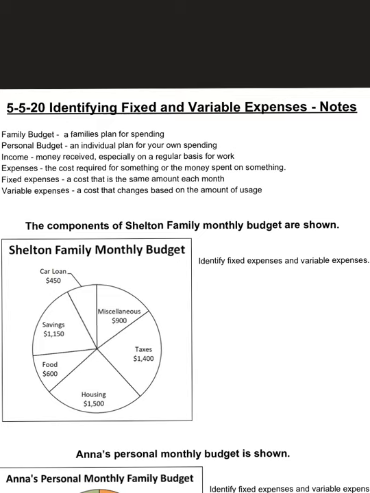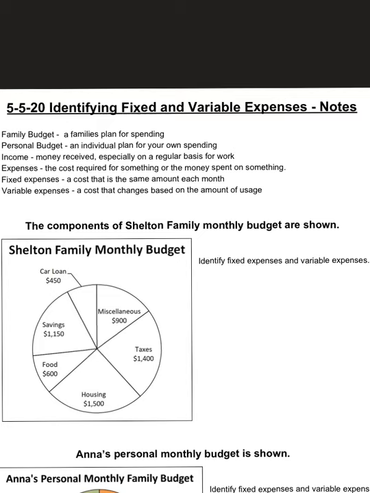So that goes out. You have fixed expenses, a cost that is the same each month, and variable expenses, a cost that changes based on the amount of usage. So we're focusing on fixed and variable expenses. Well, think fixed. Fixed is the same. No matter what, it's always going to be the same amount every single time. A variable, just like a variable letter in math, is something that is always changing.